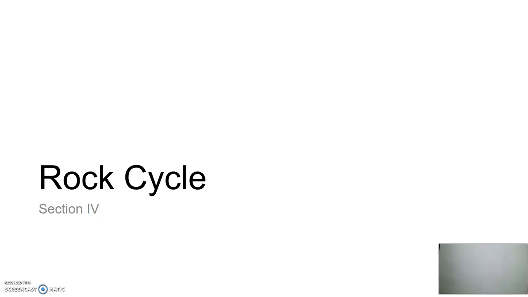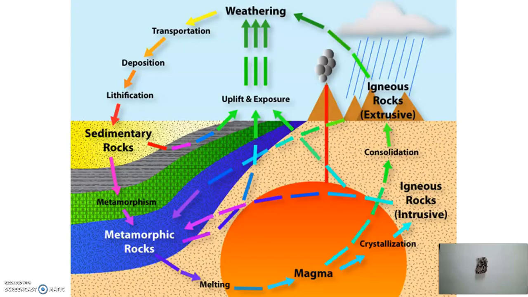All right, welcome back. Again, I'm off camera. That way I can show you some rocks and such. So let's talk about the rock cycle. What the heck does that have to do with minerals? Well, you need minerals to make up rocks. And then from there, different combinations of minerals make up different types of rocks. Different types of rocks are created from different processes.